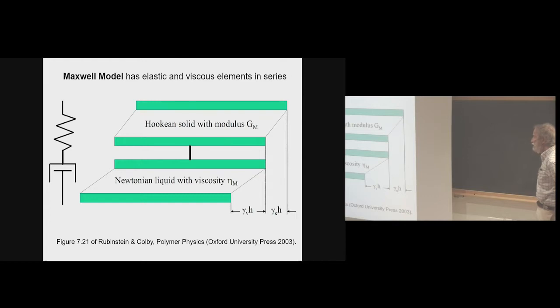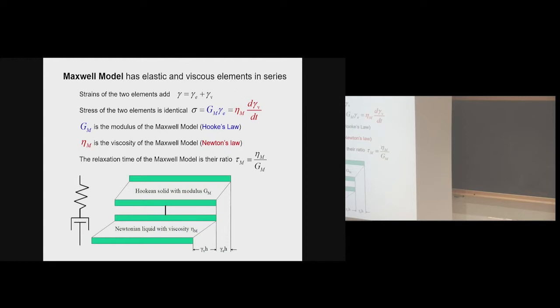So series means the strains of the two elements are going to add together to get the total strain, and the stress in each of the elements has to be the same. That's exemplified in the first two lines. So the stress is the same. It means the stress is the Maxwell's modulus times the strain in the elastic element, and it's also equal to the Maxwell viscosity times the shear rate in the viscous element. Those introduce G and eta again, but they have the same meaning that they did for the pure elastic material and the pure viscous material.